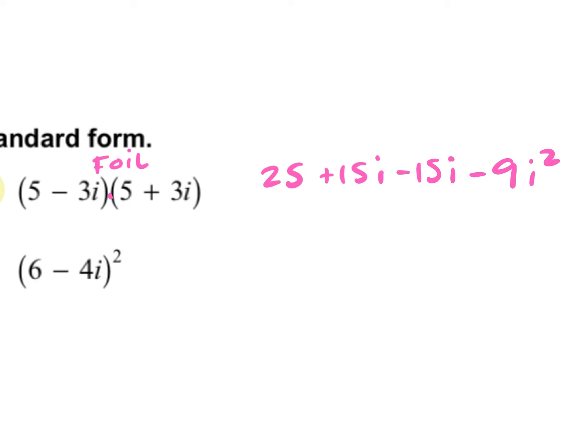What should I do next? Combine like terms. What's a like term? The i's. What's 15i minus 15i? 0, they cancel. What else can I do? The i squared, what does it turn into? -1, which makes the -9 what? A positive 9. So anytime we have an i squared, we can change it to -1, and then multiply that times the number it's attached to. So that turned into a +9. So now my only like terms are 25 and 9. So it's 25 plus 9? 34.